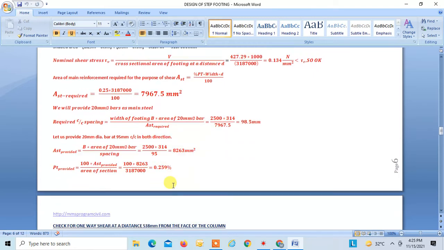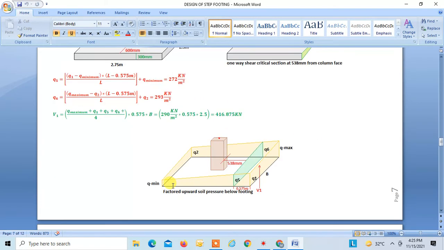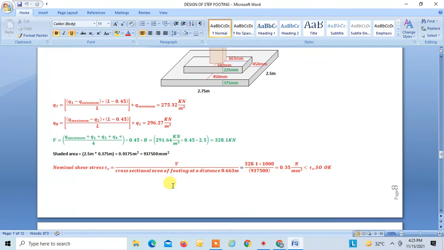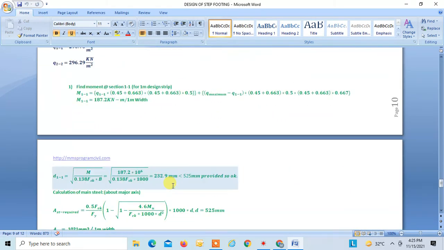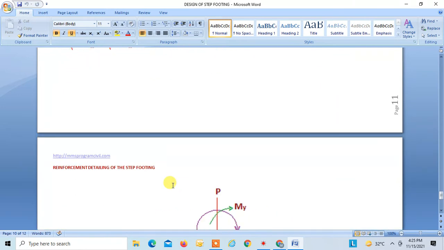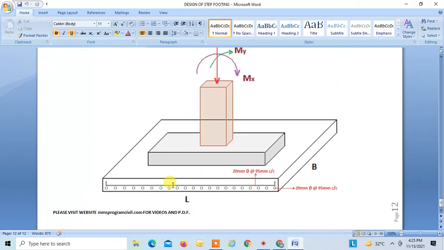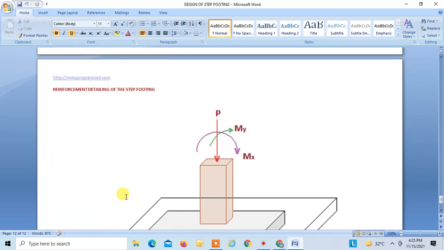So let me show you in the detailing portion how we are going to provide the steel in the step footing. So this is the initial stage. See, the bottom bars are 20 mm dia at about 95 mm center to center, and the top bar in the mesh is also 20 mm dia bar at about 95 mm center to center. So this is our first part.